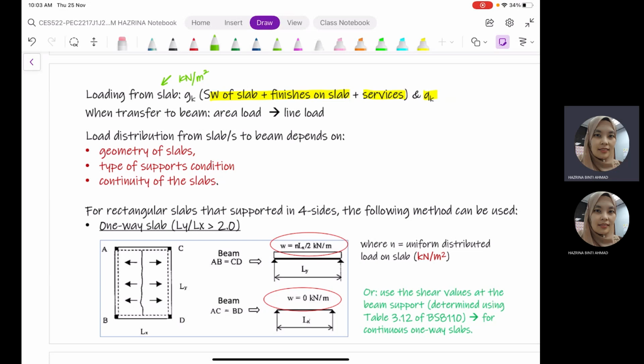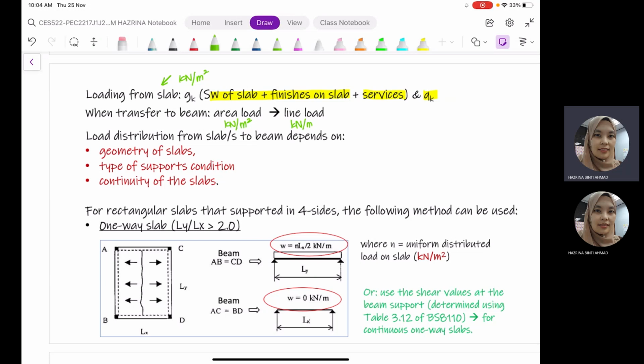So we are going to transfer this load to the beam that we will be designing. When it is transferred to the beam, we are going to change from the area load to line load. Area load means that our unit is in kilonewton per meter square, where we are going to change this to kilonewton per meter. Kilonewton per meter is the load that is already acting on the beam. Load distribution from slabs to beam depends on the geometry of the slab, the type of support conditions, and also the continuity of the slabs.